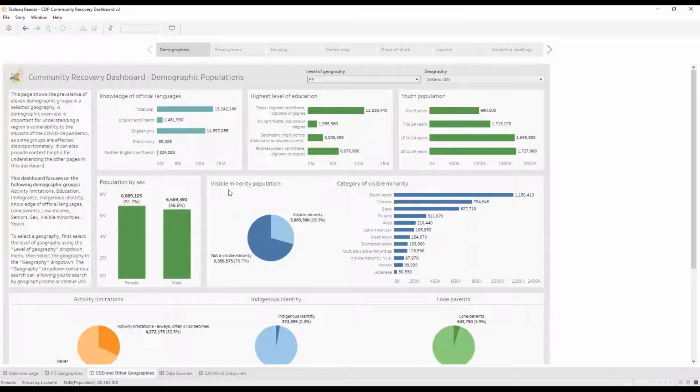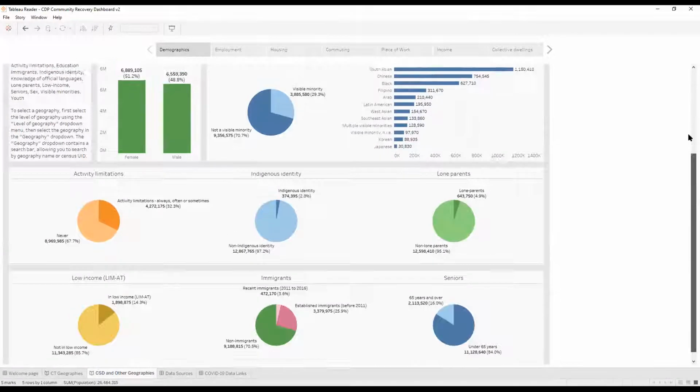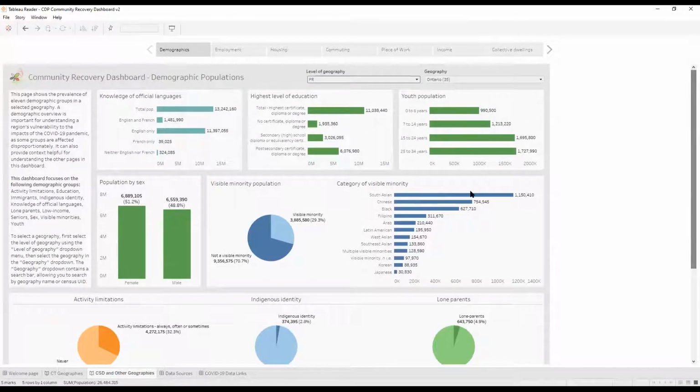Also on this page are the new youth and sex demographic groups. These two options are now available throughout the dashboard for any of the sections where you're able to cross tabulate by different demographic groups.